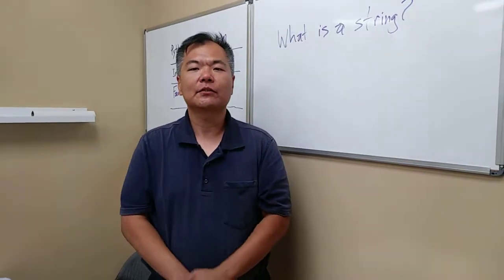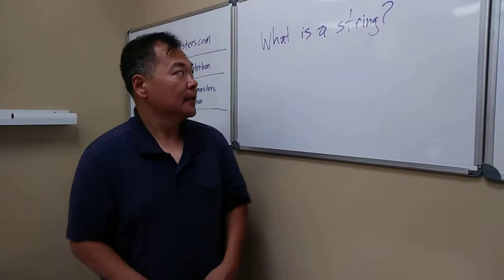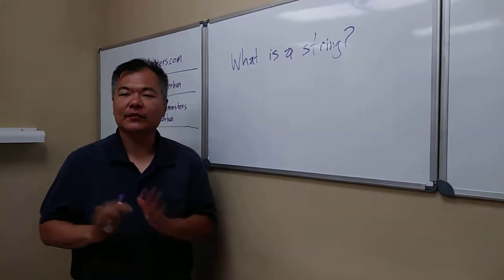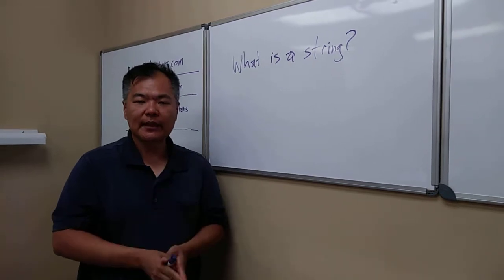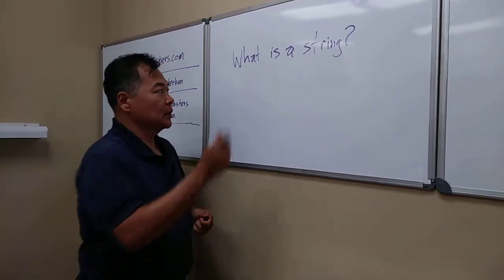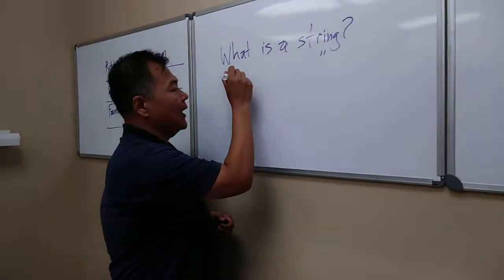Today I'm going to teach you what a string is in Python encoding. So what is a string? The definition I teach the kids is very simple. I say a string is words between double quotes. So we have double quotes here, and then we just put something inside.